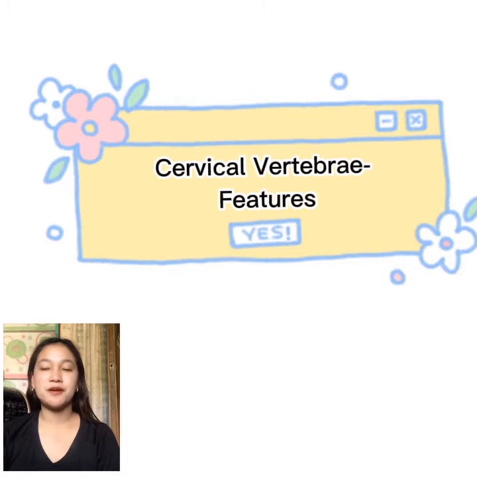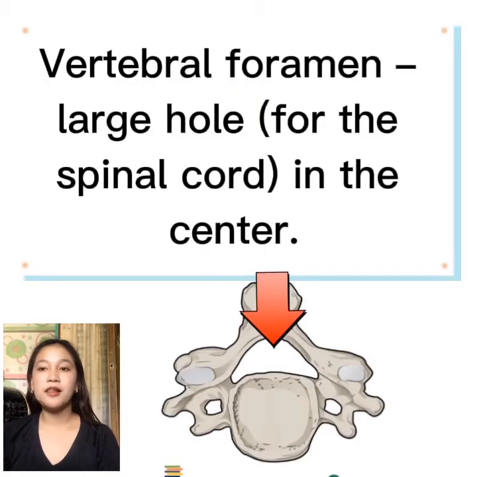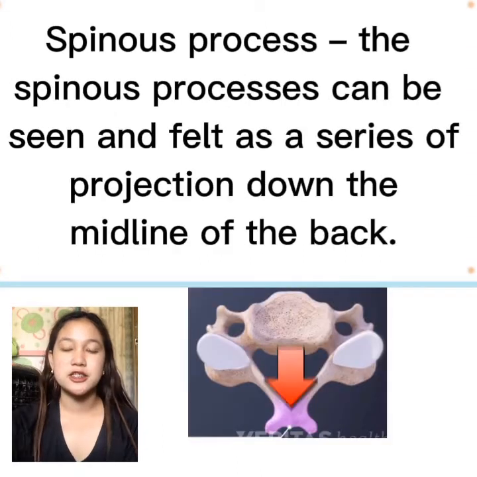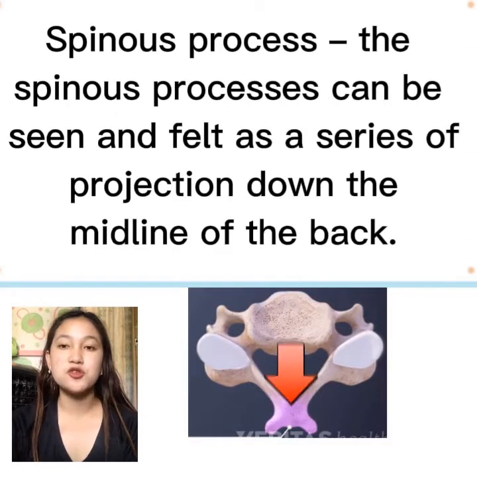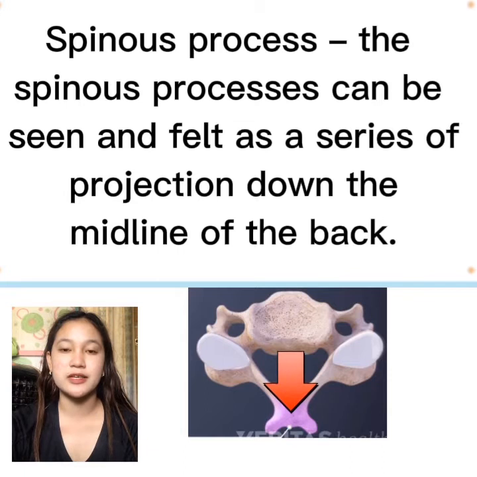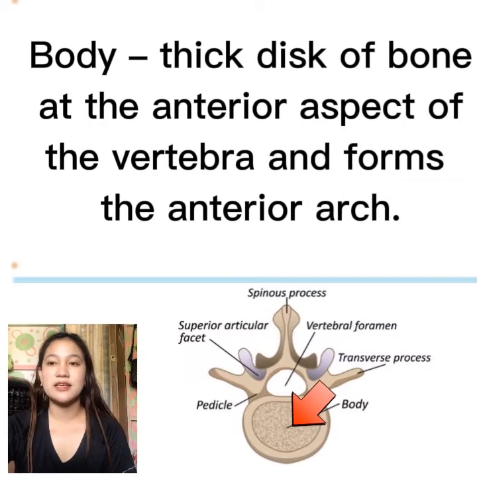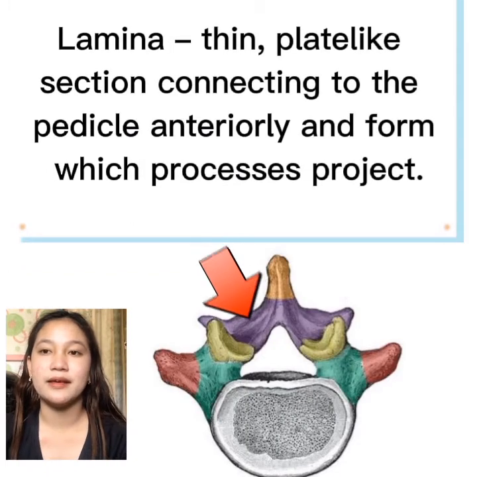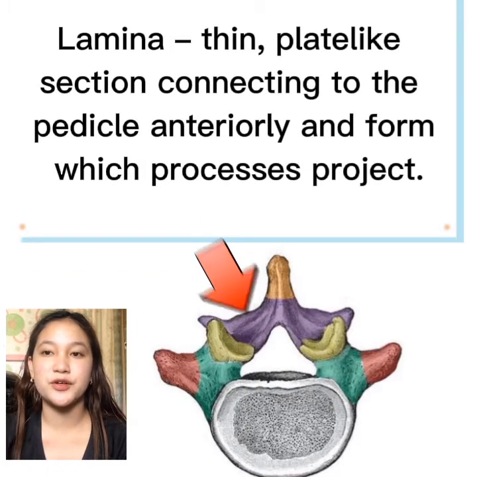Cervical vertebrae features: vertebral foramen, a large hole for the spinal cord in the center. Spinous process. The spinous process can be seen and felt as a series of projections down the midline of the back. Body. Thick disc of bone at the anterior aspect of the vertebra. Lamina. Thin, plate-like section connecting to the pedicle, from which processes project.